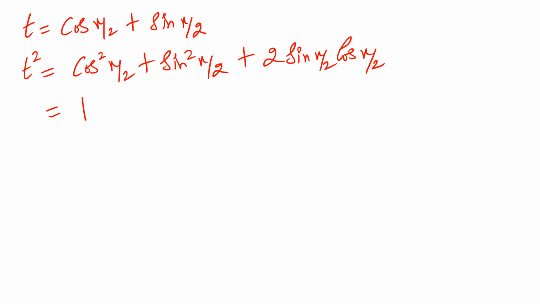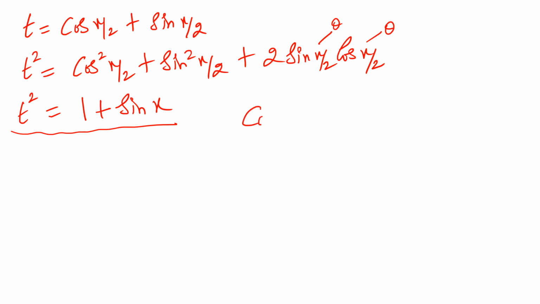And for this particular term, I am writing x by 2 as theta. So now I can use the identity 2 sine theta into cos theta equal to sine of 2 theta. So this will become sine 2 times x by 2, which is nothing but x. So that means t square is just equal to 1 plus sine x.